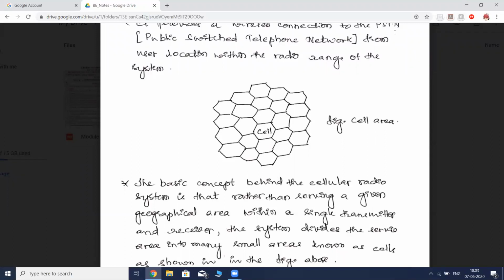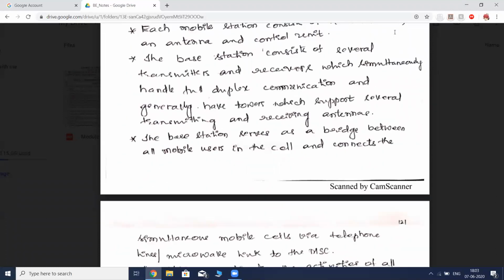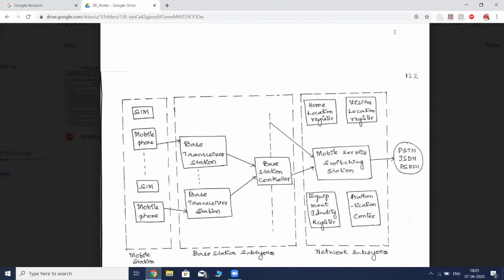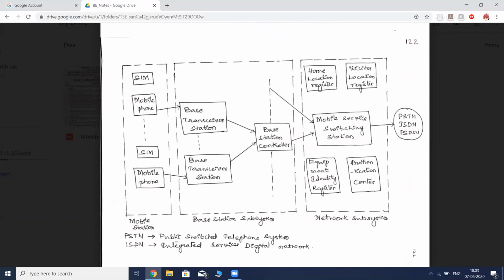The basic cellular system consists of mobile stations, base stations and mobile switching centers. These mobile switching centers are also known as mobile telephone switching offices. They control the cells and provide the interface between every cell and the main telephone office. Here is the block diagram of it. This was only the explanation; now let us see the block diagram.